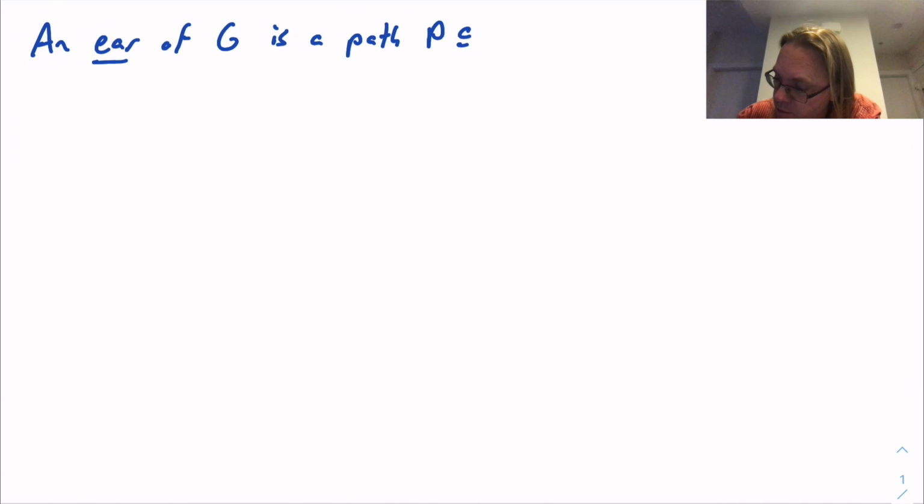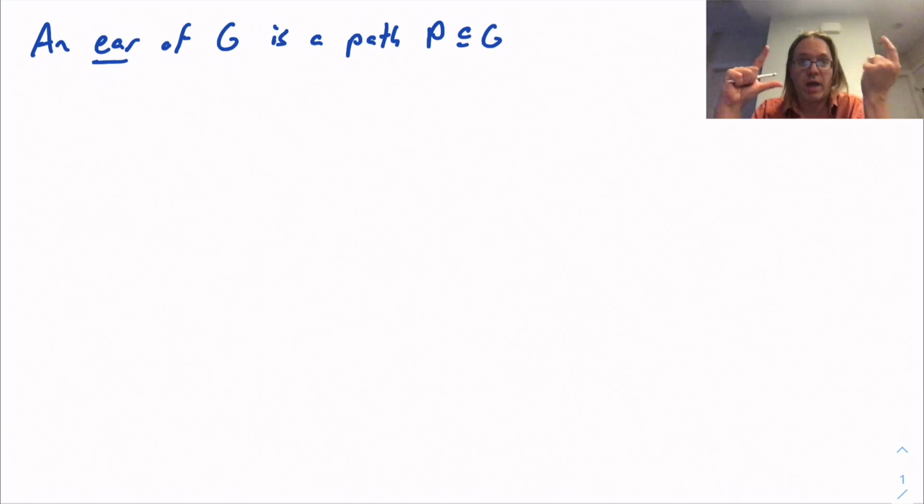An ear of G is a path, so it's a subgraph of G that's a path. And the rules are, well, if I tell you I have a path, then just as a graph on its own, you know exactly what the degrees are, right? If you look at a vertex that's one of the two ends of the path, then it has degree 1 in the path, and the vertices that are interior to the path, that are not one of the two ends, they're going to have degree 2 in the path.